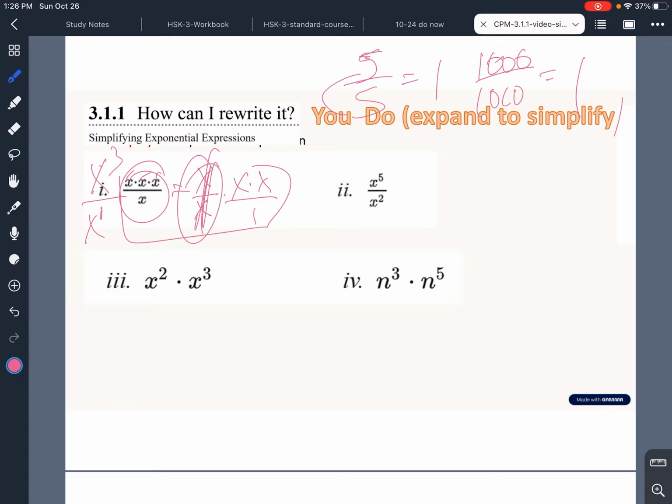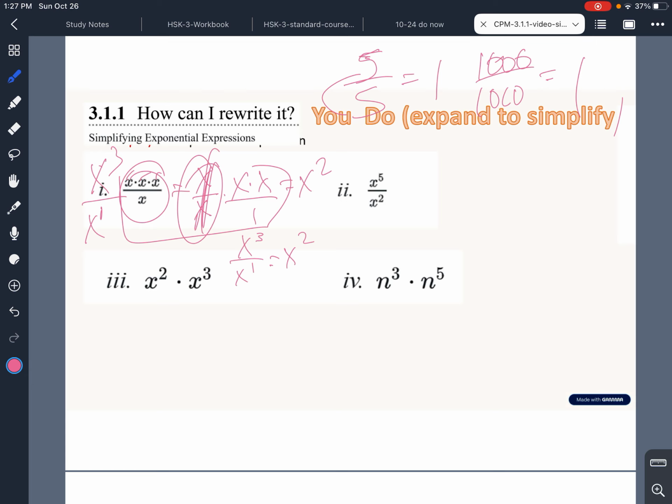So I'm looking for my 1s to cancel out. So what am I left with? Well, I'm left with x times x, which we know is x squared. So let's look at this. I have x to the power of 3 divided by x to the power of 1 gives me x squared. So we're looking for a pattern here.